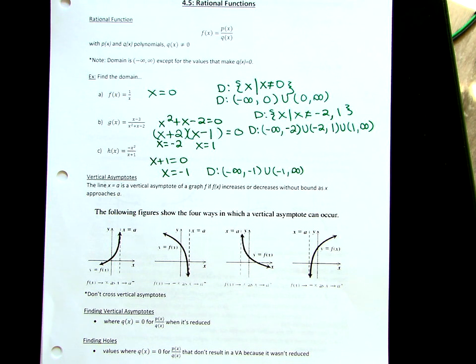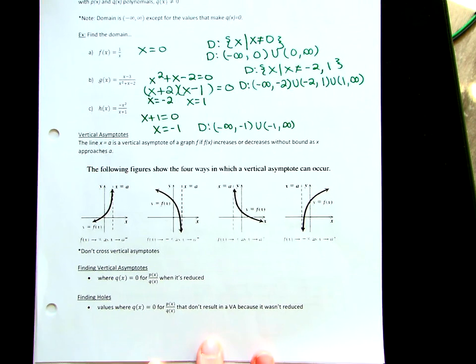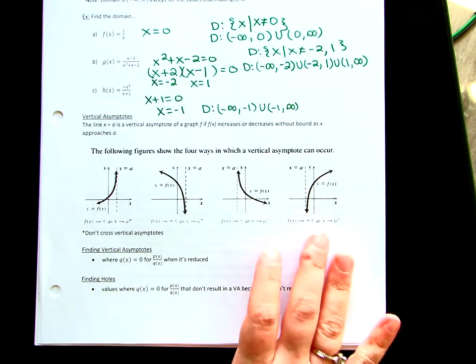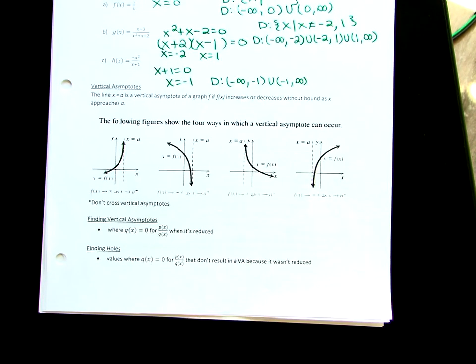Okay. The next bit that we're going to talk about is something called vertical asymptotes. You ever heard about asymptotes when it comes to graphing? The line x equals a is a vertical asymptote of the graph f if f of x increases or decreases without bound as x approaches a. And you're like, okay, that's a lot of stuff. What it means is an asymptote is this imaginary line of sorts that your graph is going to get really, really, really, really close to.